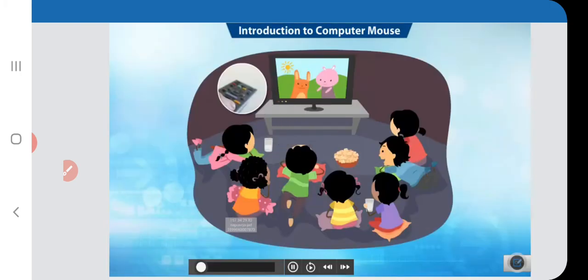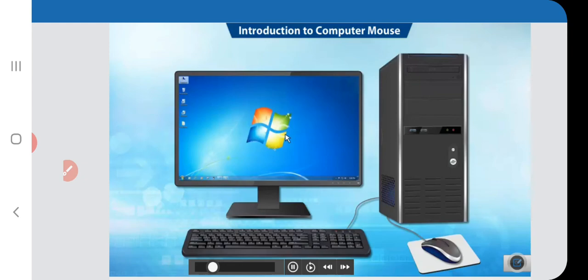We all love to watch our favorite programs on TV. We use a TV remote to change the channels or the volume of the TV. In computers, we use a device called mouse to point at different things on the screen.